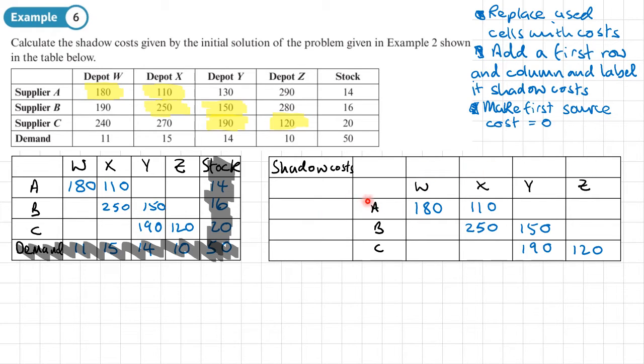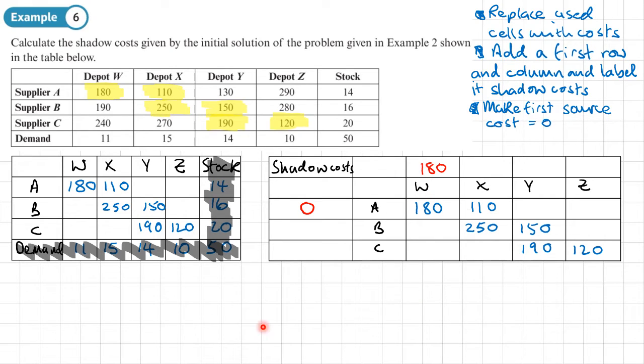And we start by making the first source cost equal to 0. So we'll put 0 in this column. And basically now we can almost solve equations in a table. So if this is 0 and these two need to add up to 180, this top one here has to be 180. As we do this, the heading of the row and column need to add up to what's in the box. So 0 plus 180 is 180.